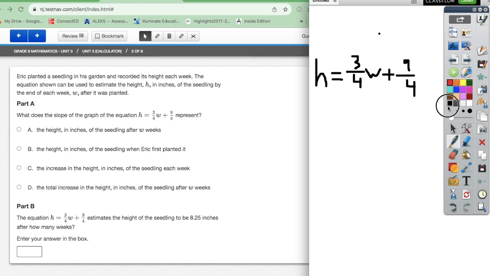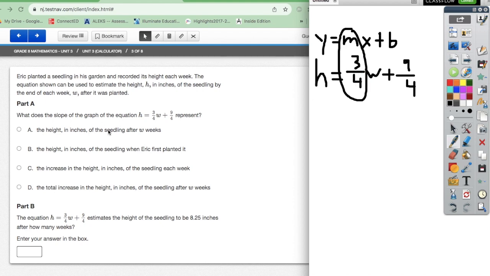This should look really similar. Sorry, I meant to use the same color here, okay? This should be really similar to y equals mx plus b. Sometimes we use different variables instead of y and x, right? But the slope here coincides right here, 3/4. Okay, so what does this slope mean? Every week, it's getting 3/4 bigger.